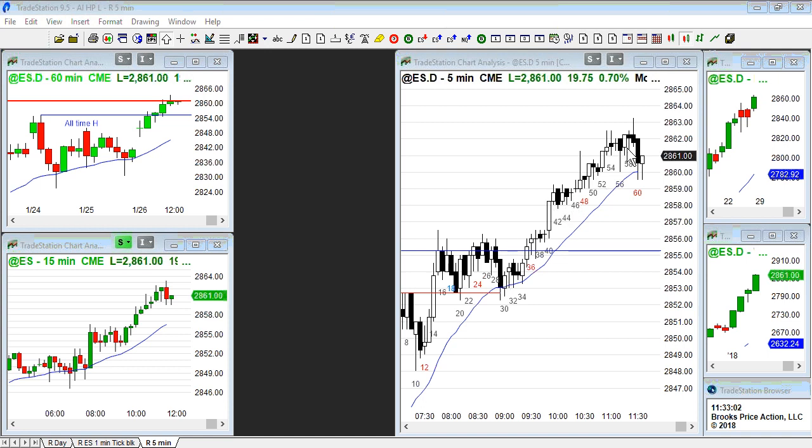But small pullback bull trend, the odds are this is a minor reversal, which means bull flag or trading range. We have big up, big down, big confusion, probably sideways here, so probably a trading range for the next several bars.